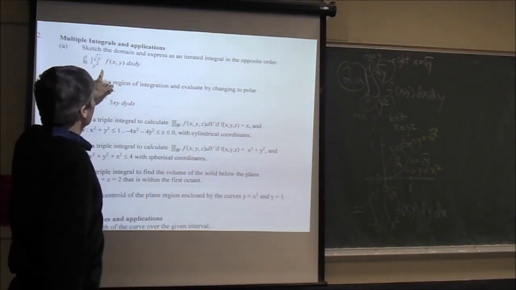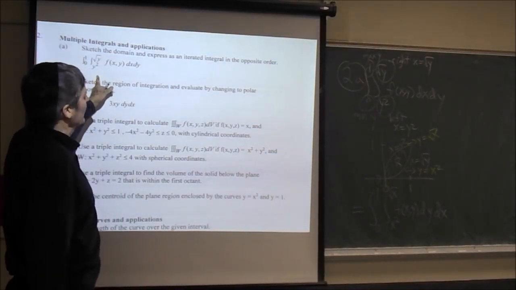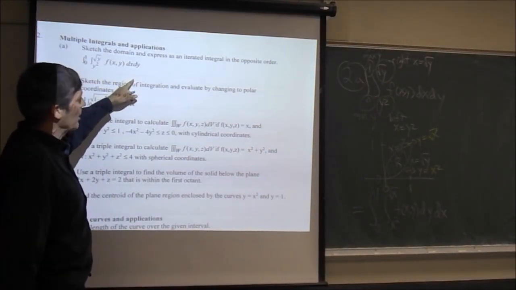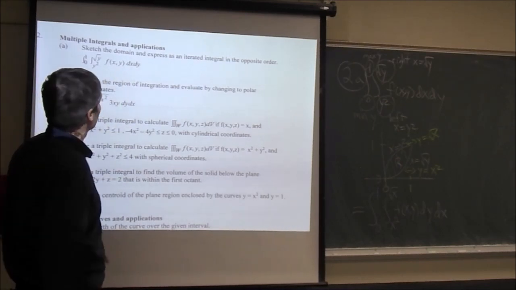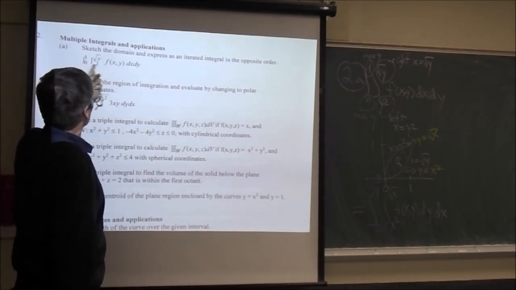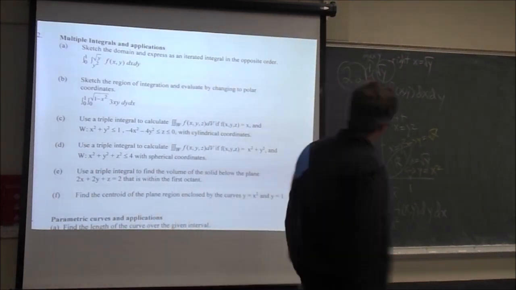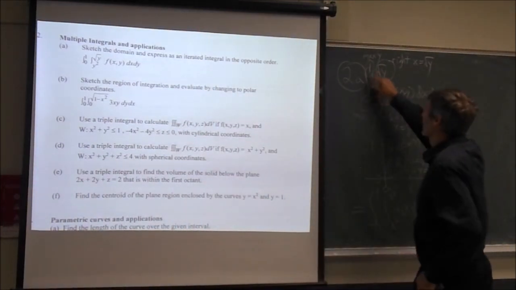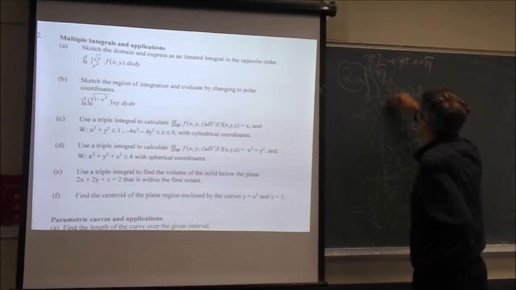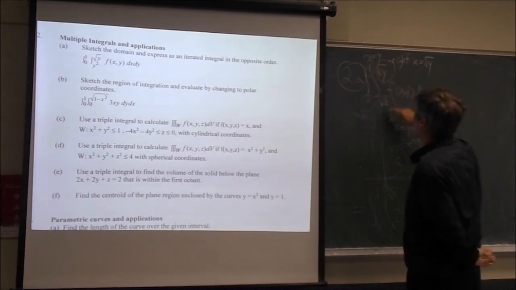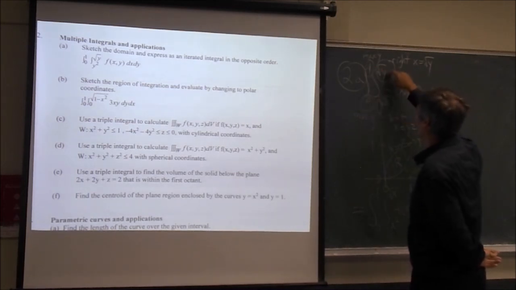Now suppose we want to sketch the domain and express the iterated integral in the opposite order. Recall that sometimes that made the integral easier to do. Here's my double integral, iterated integral. I'm integrating y going from 0 to 1 and x going from y squared to square root y.